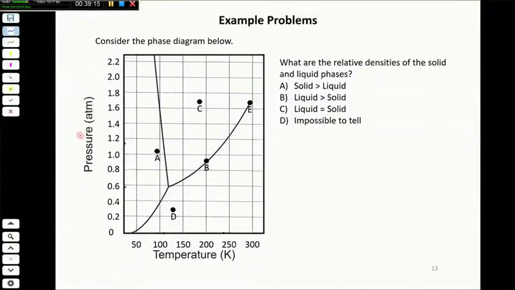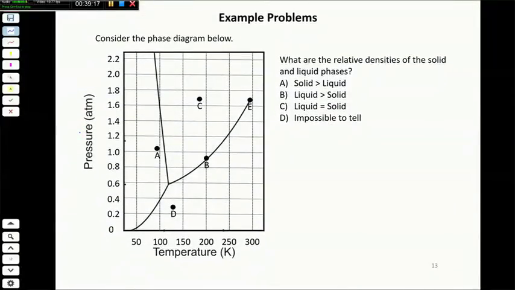And then this one asks about the relative densities of the solid and liquid phases, which again comes from the slope of the solid-liquid line. In this one, we really only care about the solid and liquid. We see that the slope of that line is negative, and as that tells us, once we're in the solid, let's say here, right on the line, as we increase the pressure, we cross over from solid to liquid. We actually saw that in the last problem. If we were at 100 Kelvin and we increase the pressure, we cross from solid to liquid.